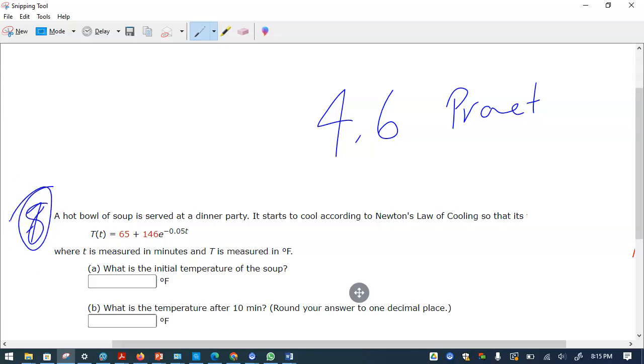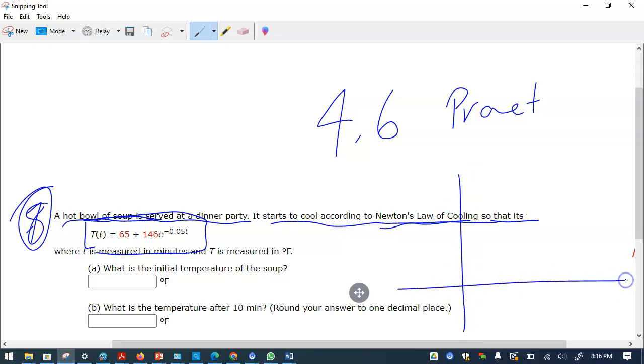Now this problem is about Newton's law of cooling. A hot bowl of soup is served at a dinner party. It starts to cool according to Newton's law of cooling. You're already given the temperature of the hot bowl. So that means, what is the temperature in the beginning? There is always a room temperature in the beginning, so let's understand each of those things.